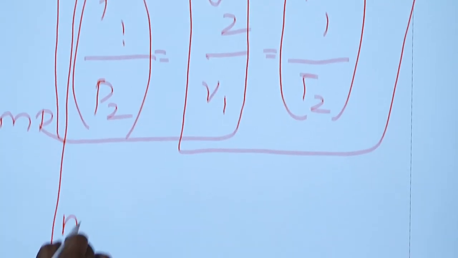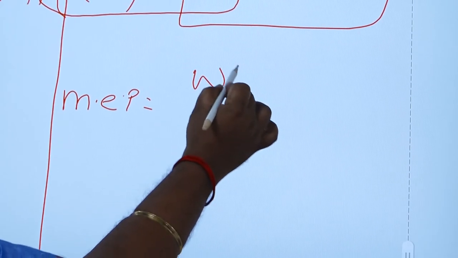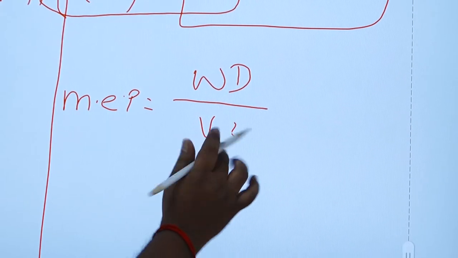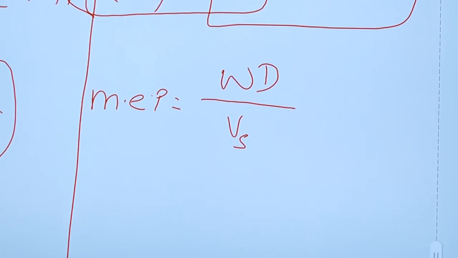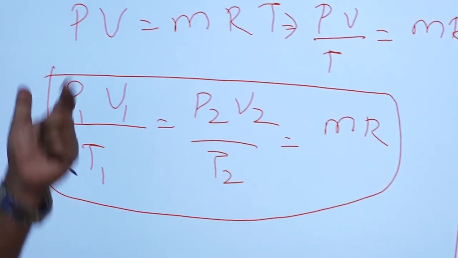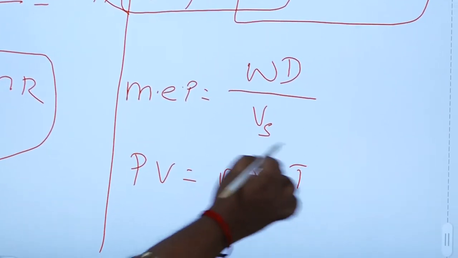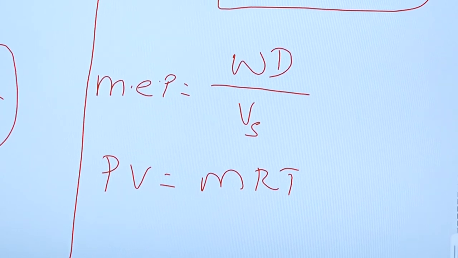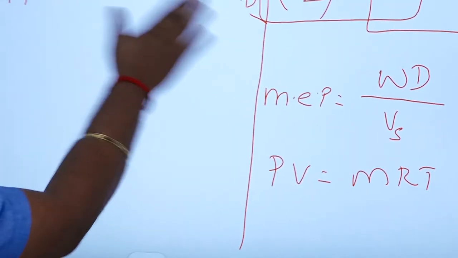And for mean effective pressure, MEP, what happens? We know the formula for mean effective pressure: work done divided by stroke volume, that is Vs. Work done by stroke volume. So we should know the unit conversion, not only in the case of mean effective pressure but also in the characteristic gas equation, that is PV is equal to MRT.